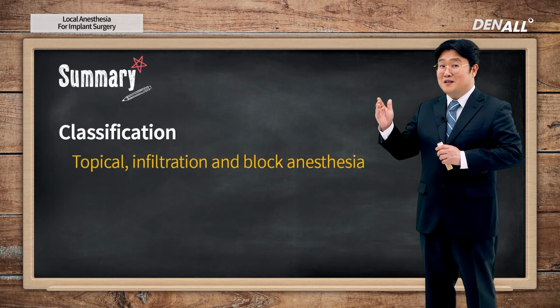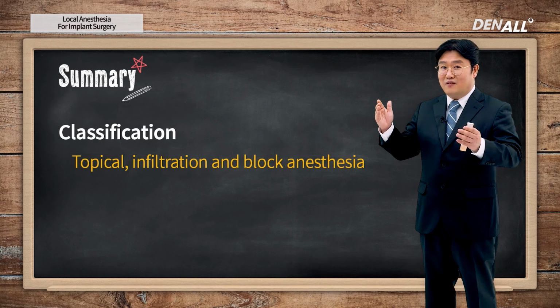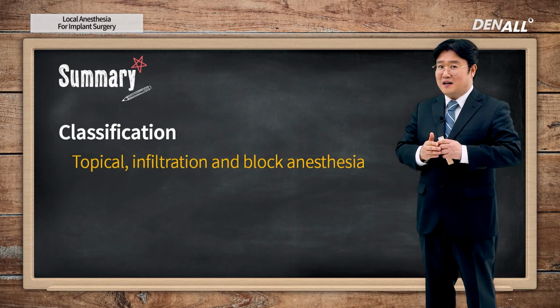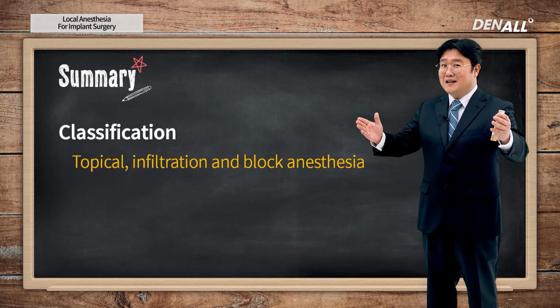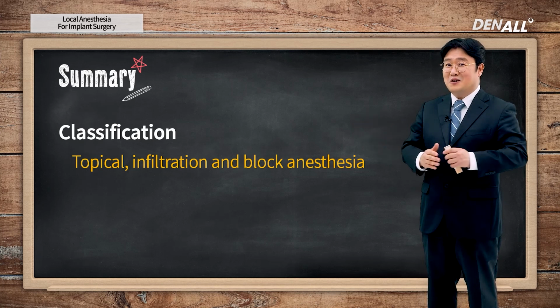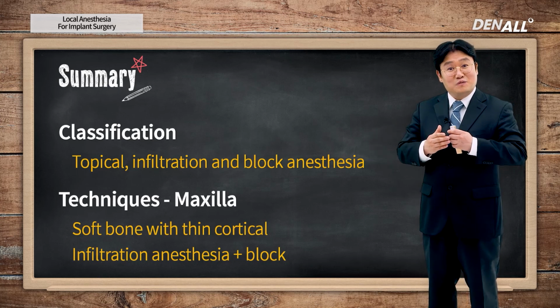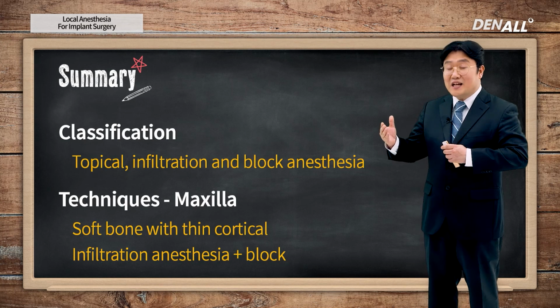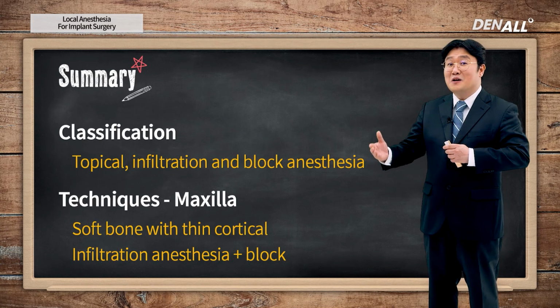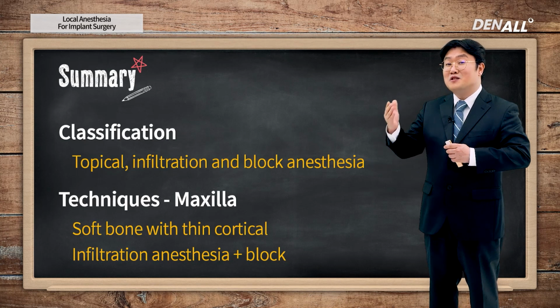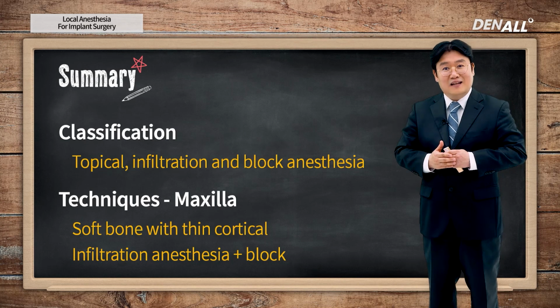First, classification of local anesthesia: topical, infiltration, and block anesthesia, depending on the area of efficacy. For the maxilla, the bone is soft with a thin cortical bone, therefore mostly infiltration anesthesia is used, and posterior alveolar nerve block can be used as a technique.